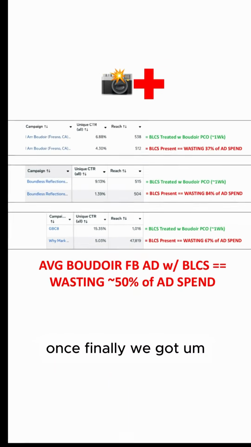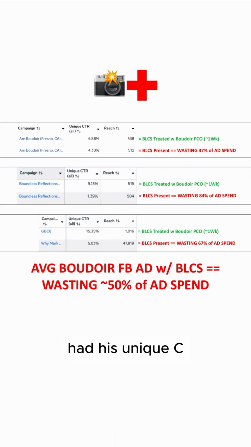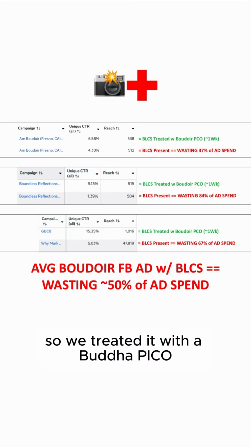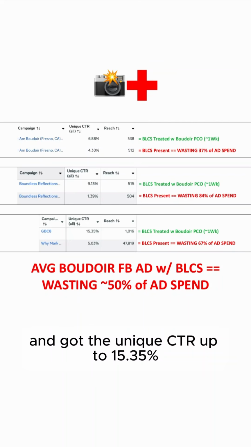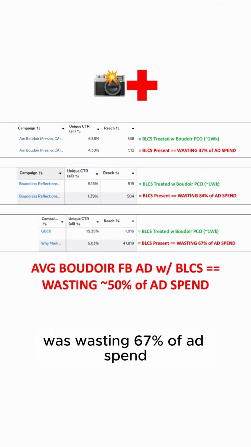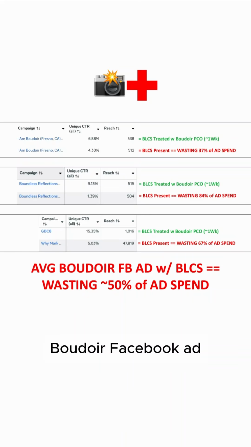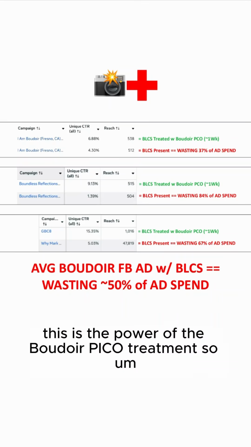Finally, we had a patient come in at my hospital who saw his unique CTR of his Boudoir Facebook ad was 5.03%. So we treated it with Boudoir Pico. It took about a week. We got the unique CTR up to 15.35%, and we saw that the original was wasting 67% of ad spend. So if he had spent 10 grand a month on the original Boudoir Facebook ad, now he only needs to spend 3.3 grand a month on the Boudoir Pico treated ad in order to get it into the same number of women's brains. This is the power of the Boudoir Pico treatment.